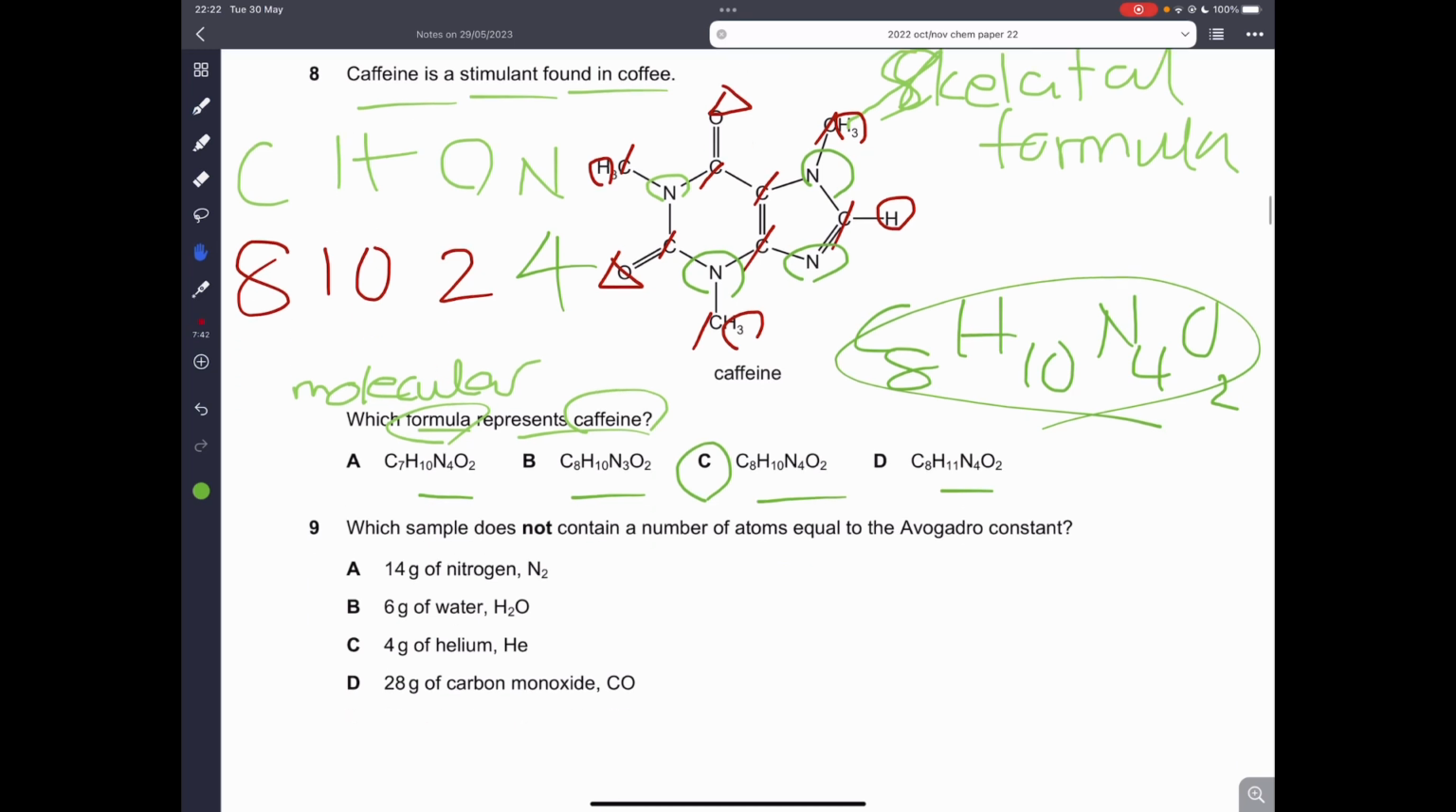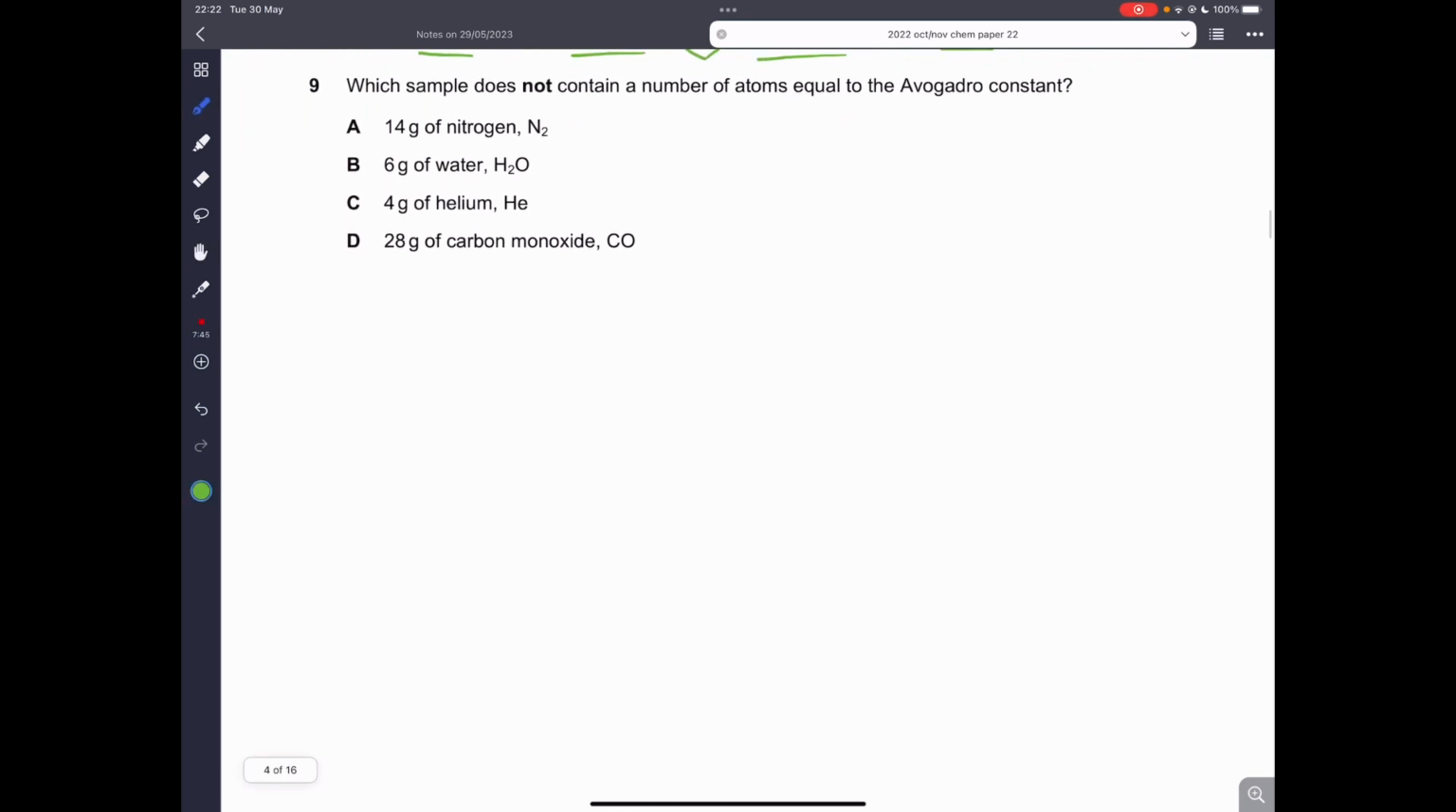Okay. Moving on. Question number 9. Which sample does not contain a number of atoms that is equal to the Avogadro constant? It says does not contain, and this is a very tricky question, so it cannot be equal to the Avogadro constant. Now, what is the Avogadro constant? The Avogadro constant is 6.02 multiplied by 10 to the power 23 atoms, molecules, ions, or any amount. So this is 1 mole.